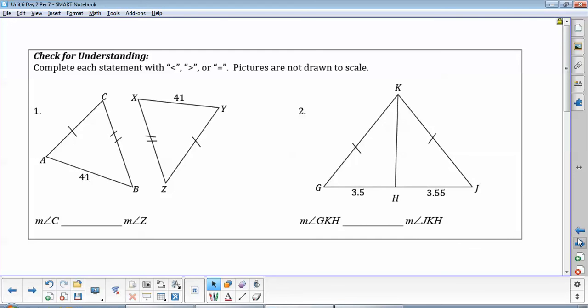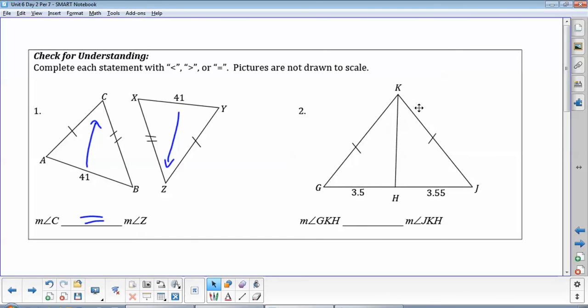Hopefully you have had a chance to try these two on your own. So for number 1, you had two sides that were congruent to two sides, and the third sides were congruent. So if the third sides are congruent, then the angles that it's opposite must also be congruent, because honestly, if all three sides are congruent to all three sides, the triangles are congruent. So that must mean that the measure of angle C and the measure of angle Z are the same. So I hope you put an equal sign in there.